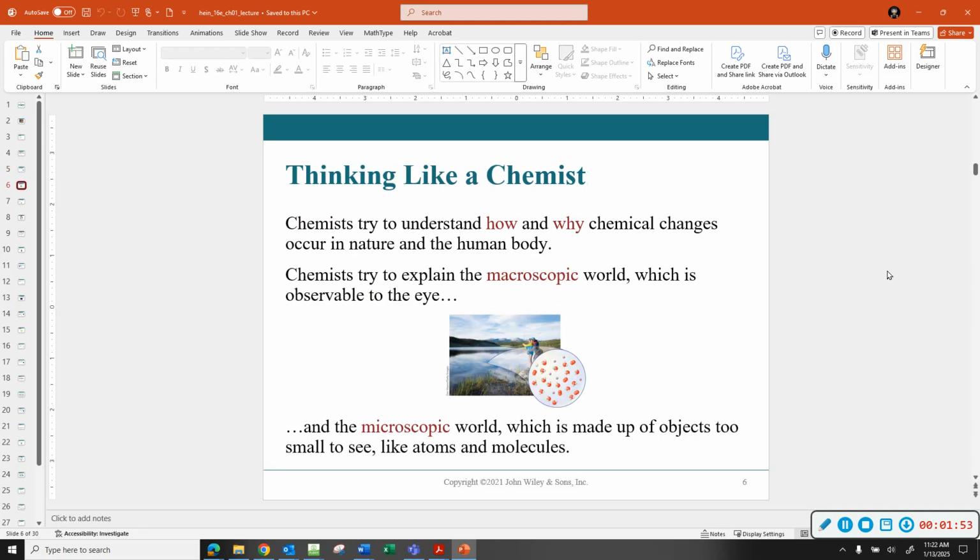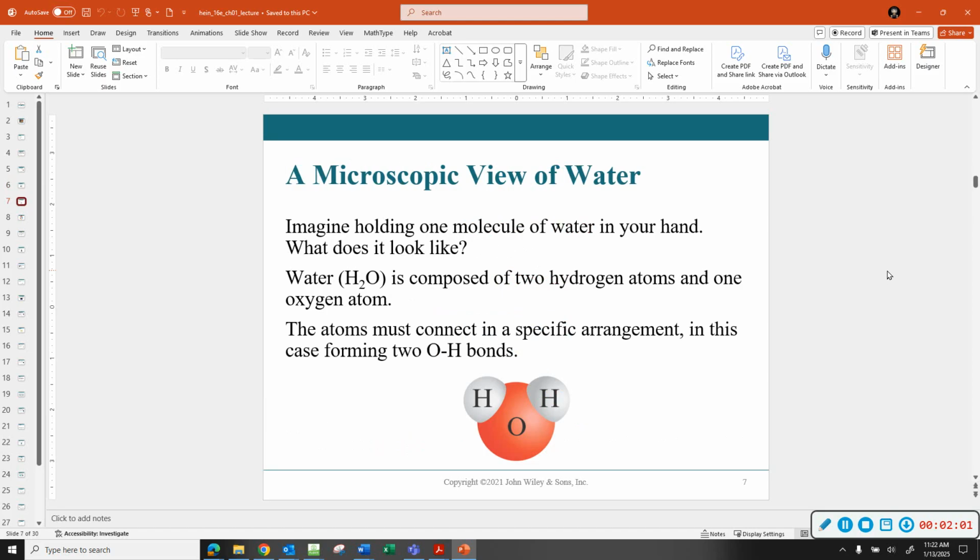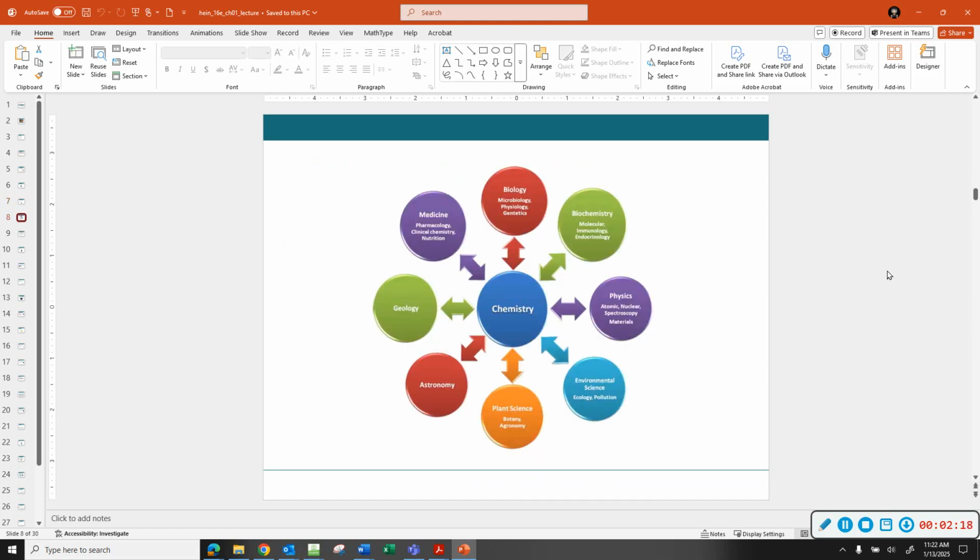Thinking like a chemist, basically that gets into the scientific method. We observe, we then make a hypothesis, and we test it. So, a microscopic view of water we see coming from our faucets. When we talk about microscopic, we're talking about the particle diagram or the particle atomic view, so the elements involved. So water is H2O, which means it's 2 hydrogens bonded to 1 oxygen.